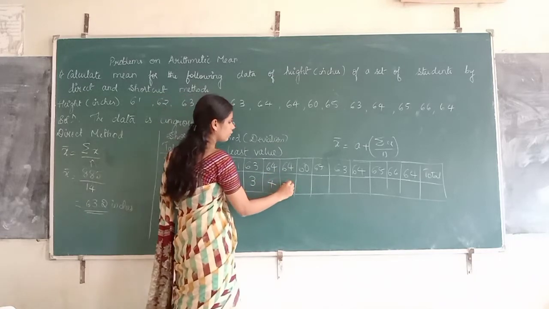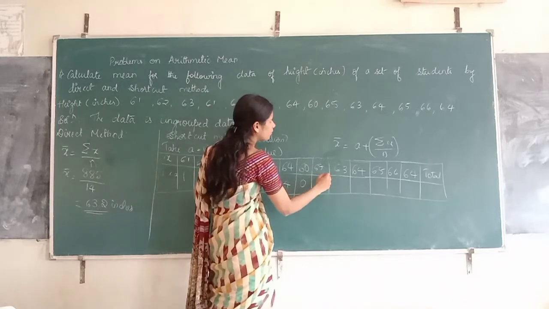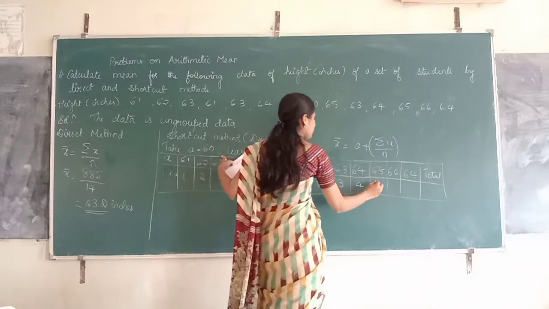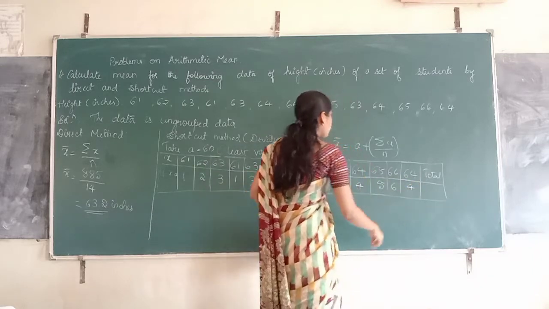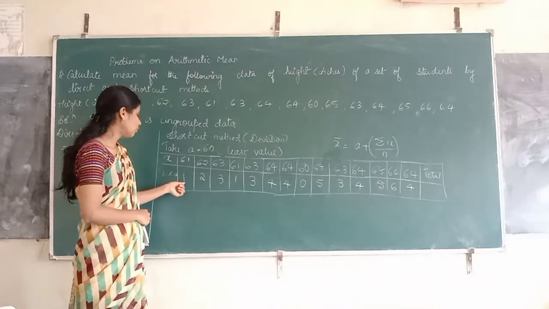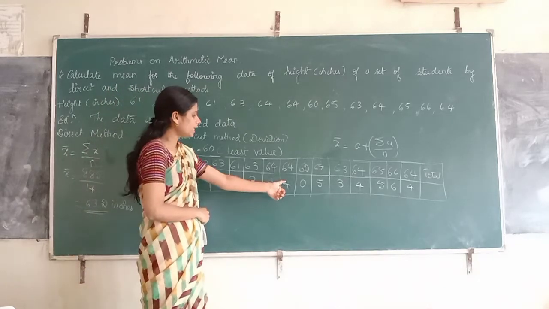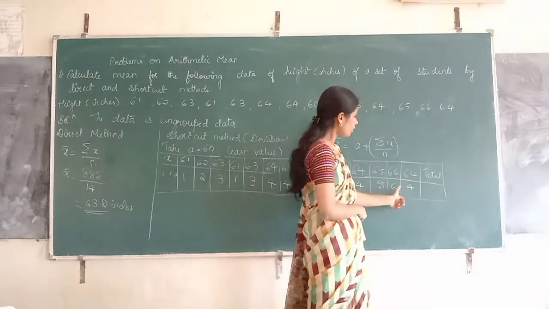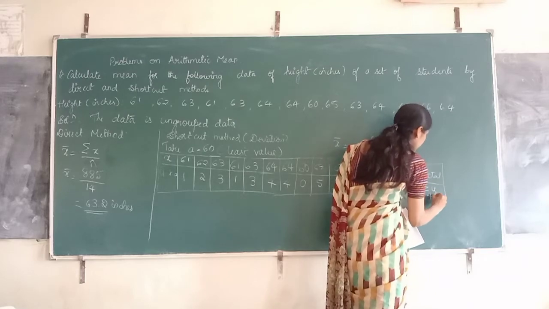64 minus 60 again 4. 60 minus 60 it is 0. 65 minus 60 5. Next 63 minus 60 3. 64 minus 60 4. 65 minus 60 it is 5. Next 66 minus 60 it is 6. 64 minus 60 it is 4. Now we are going to find the total of all the values of u. 1 plus 2 3. 3 plus 3 6. 7 10 14 18 23 26 30 35 41 45. So total is summation of u is equal to 45.